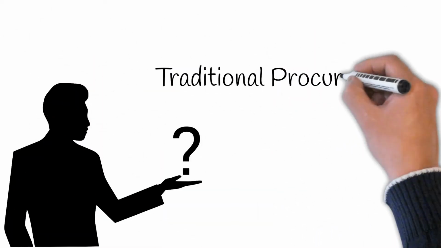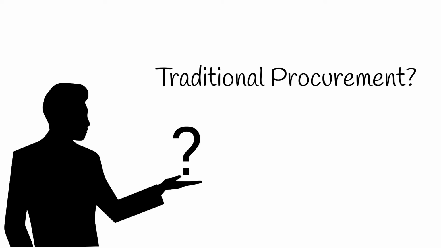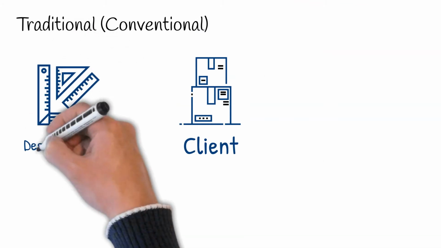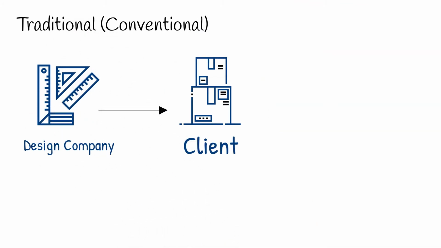Have you ever wondered why it's called the traditional procurement method? Well, it's because it's been used since the Victorian era, and it goes a little like this. The client hires a company to design their housing estate or block of flats or any construction project really.